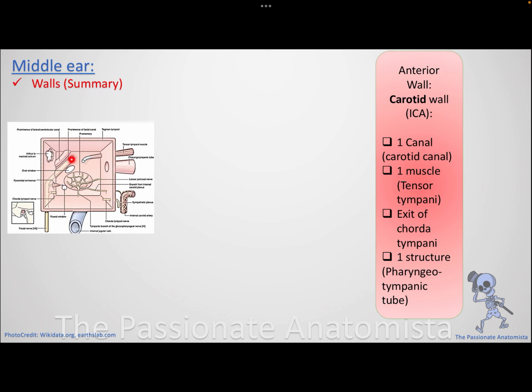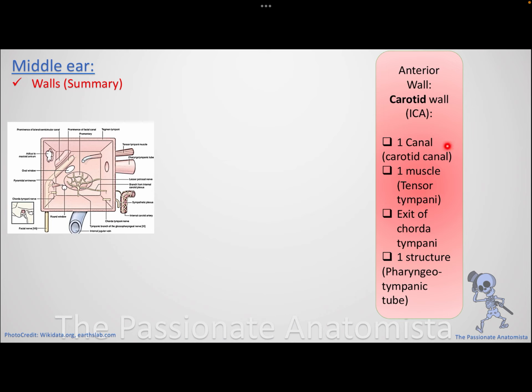Other than that, you have a very important medial wall that separates you from the inner ear. You have a posterior wall that is actually your mastoid, related to the mastoid. Can you guys see the mastoid process? Can you see the mastoid air cells are there? All right, so this is actually in the posterior wall, and the anterior wall is actually related to the internal carotid artery. So this is the carotid wall. Now you have the anterior wall.